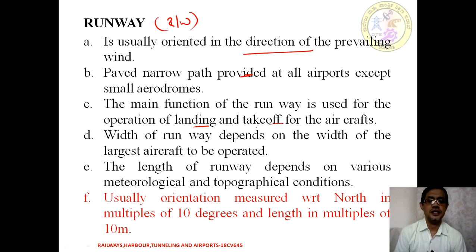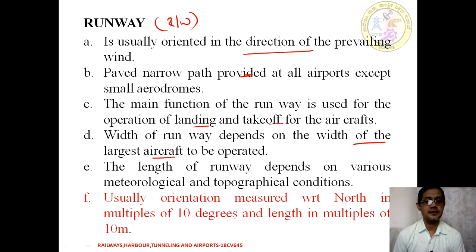Usually the width of the runway depends upon the width of the largest aircraft we are going to use, and also the wheel configuration and load distribution. So depending upon that, we are going to operate the width of the runway. It starts from 22.5 and 45, or depending upon the type of aircraft and type of airport we are operating. So the width is going to be measured.